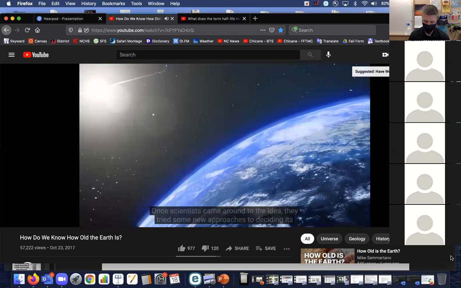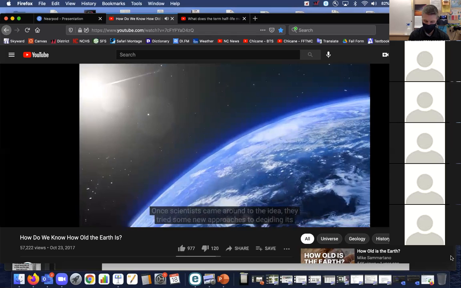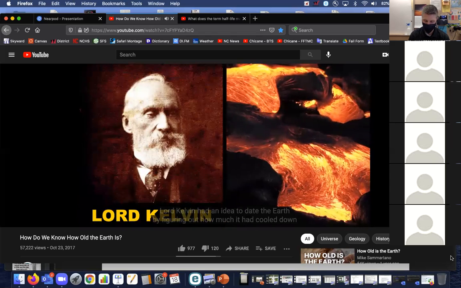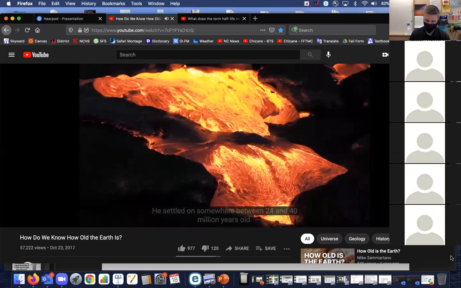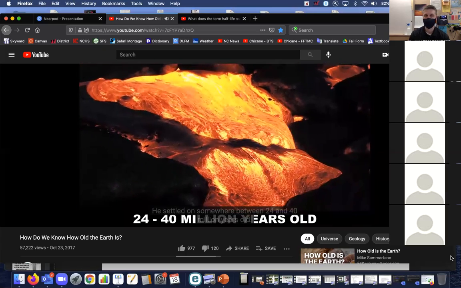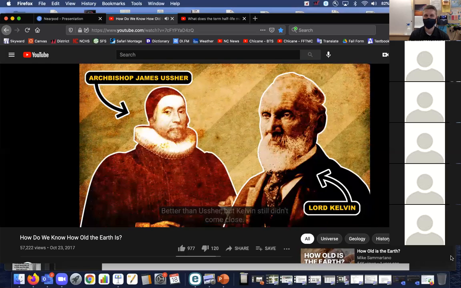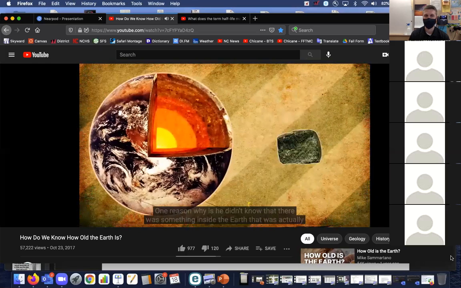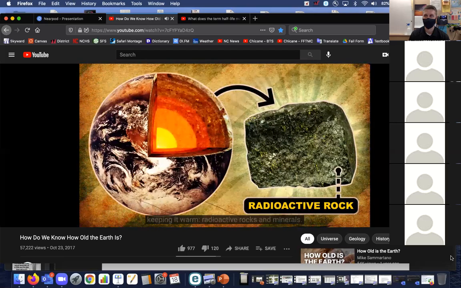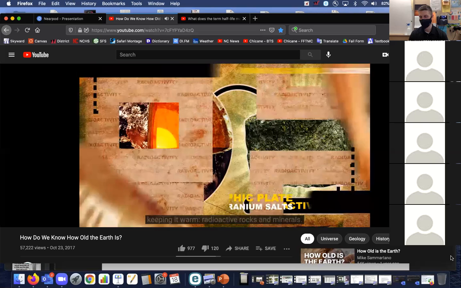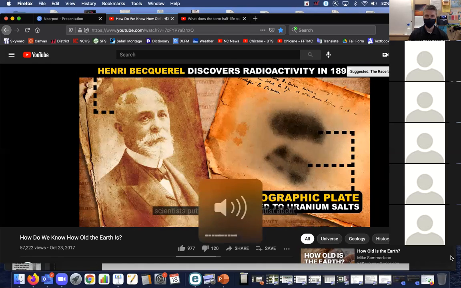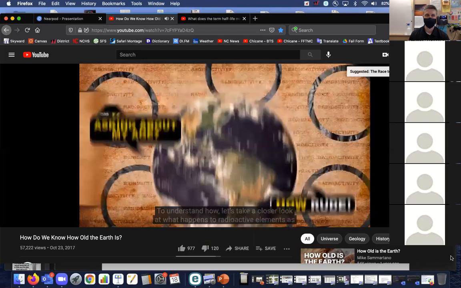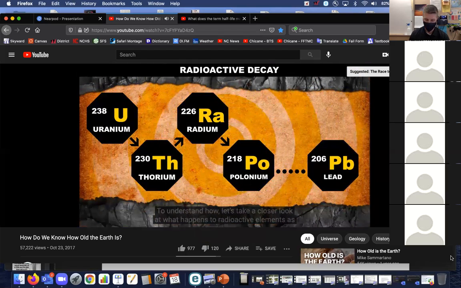Once scientists came around to the idea, they tried some new approaches to deciding its age. Lord Kelvin had an idea to date the Earth by figuring out how much it had cooled down since it was formed. He settled on somewhere between 24 and 40 million years old. Better than Ussher, but Kelvin still didn't come close. One reason why is he didn't know that there was something inside the Earth that was actually keeping it warm: radioactive rocks and minerals. The discovery of radioactivity in 1896 paved the way for radiometric dating, which lets scientists put an accurate age on just about anything, even the planet. To understand how, let's take a closer look at what happens to radioactive elements as they decay.